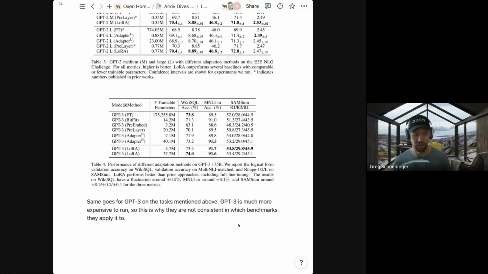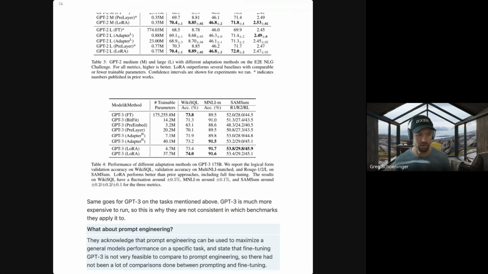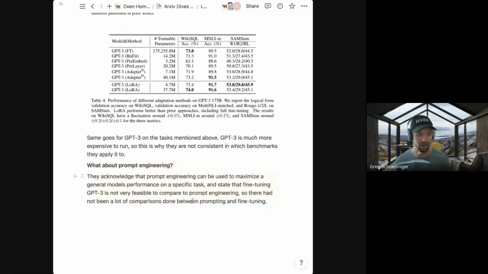I was excited to see if they had anything about prompt engineering in there, and they had one paragraph, and they acknowledged that you can use it, but they didn't do any experiments with prompting versus full fine-tuning. I guess because the whole paper is about fine-tuning. Maybe they just didn't want to dive too deep into that.